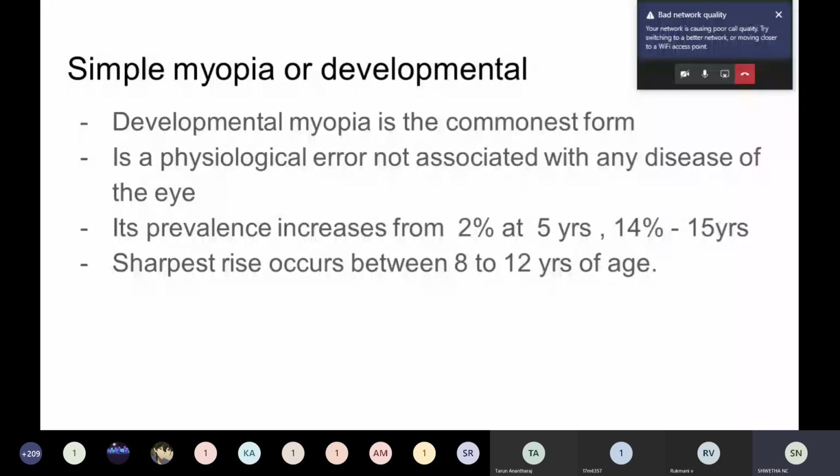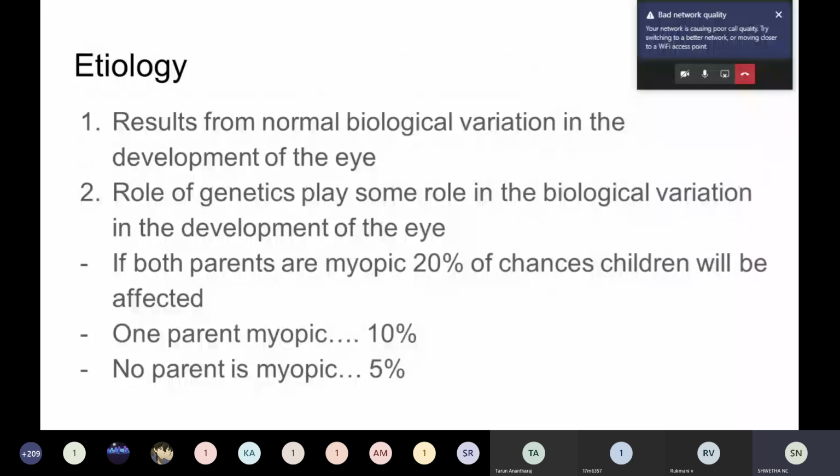What is the physiological? We will come to the etiology now. It results from the normal biological variation. The simple myopia results from the normal biological variations in the development of the eye. They tell the correct etiology is not known. It is just a predisposing variable.